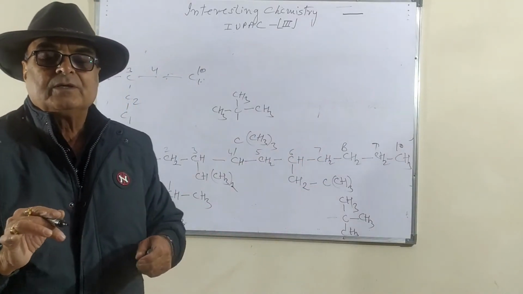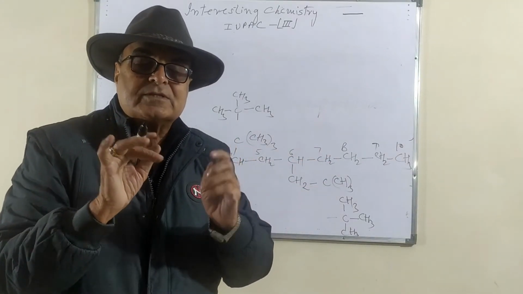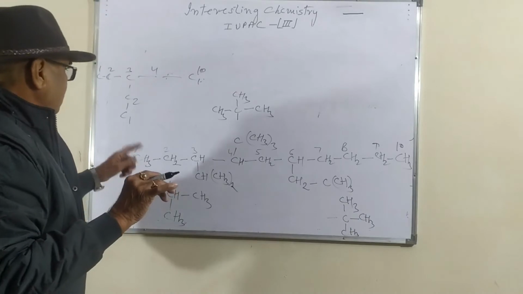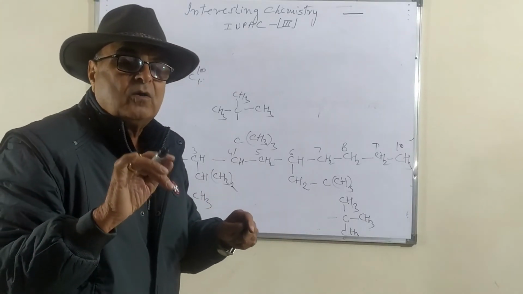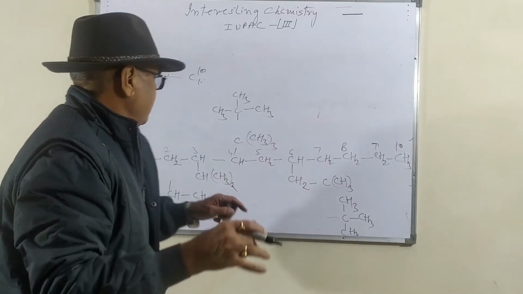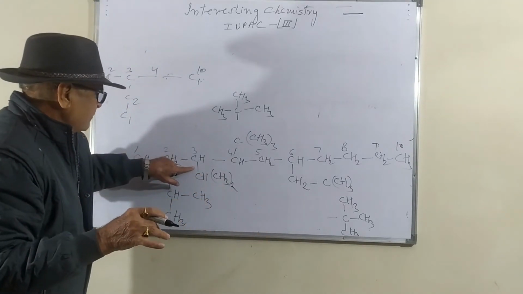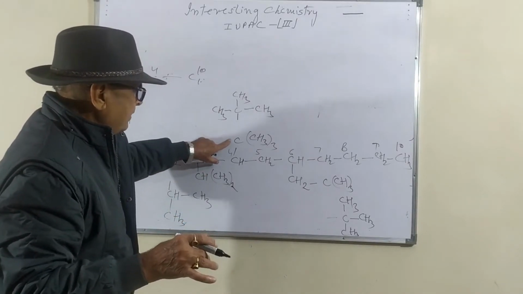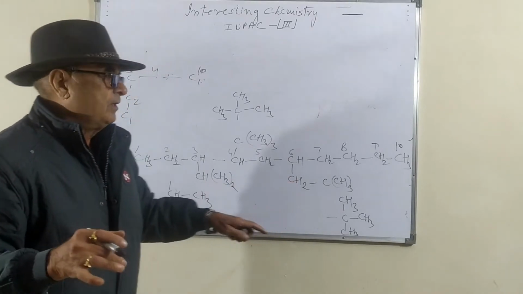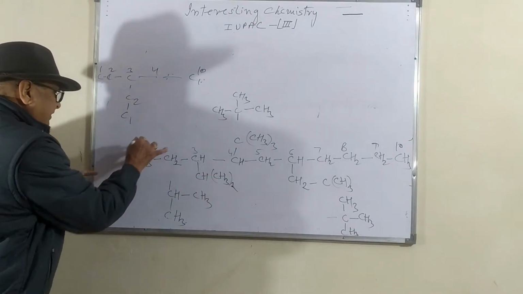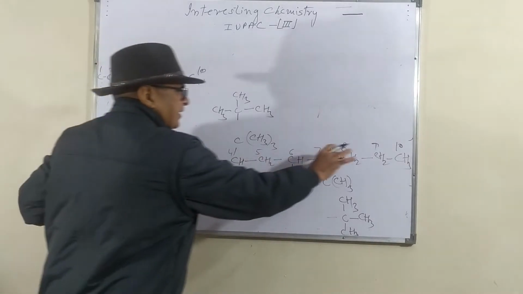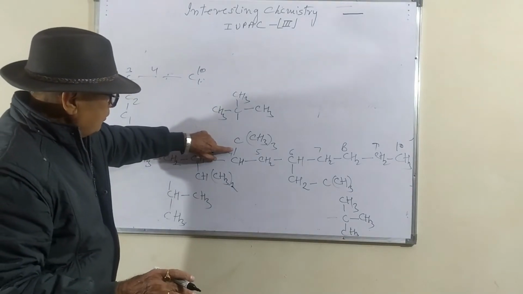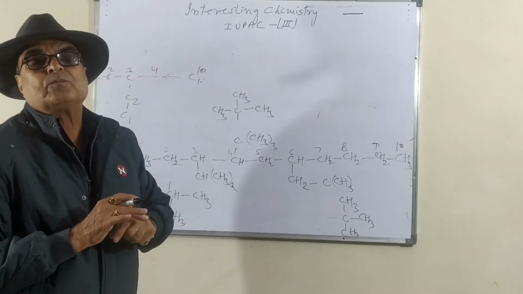So which longest chain will you select to name this structure? Again you will count the number of substituent groups in this chain. If you select this chain, you will find 1 substituent group, 2 substituent groups and 3 substituent groups. So if you start from this carbon, the longest chain of 10, you will find 1 substituent group, 2 substituent groups and 3 substituent groups.